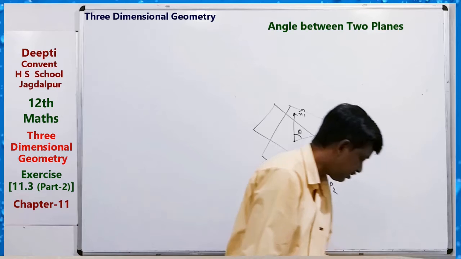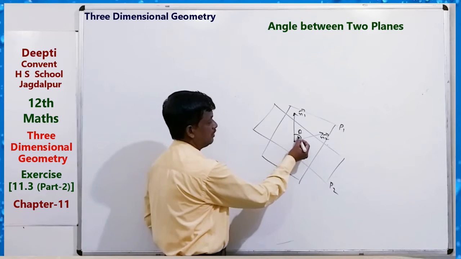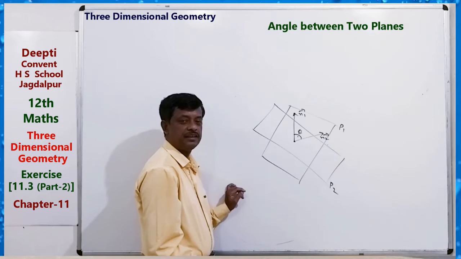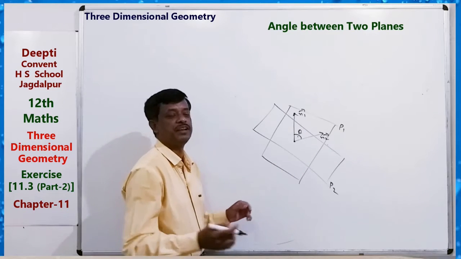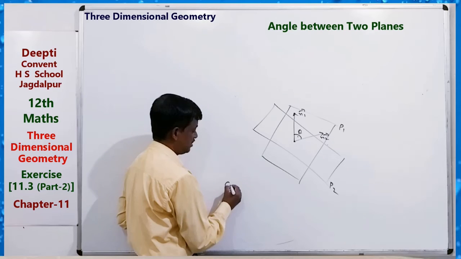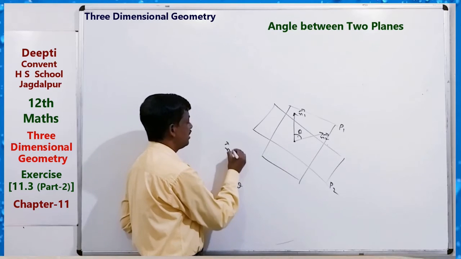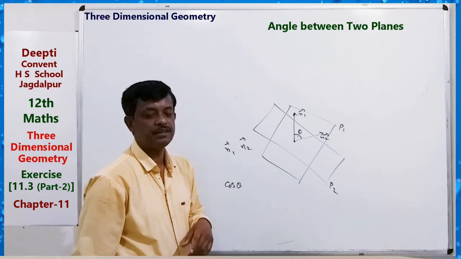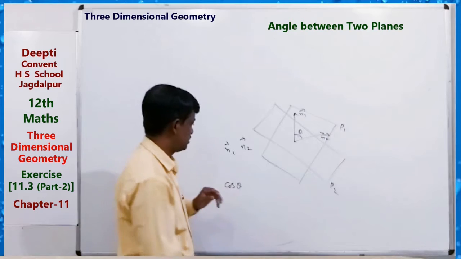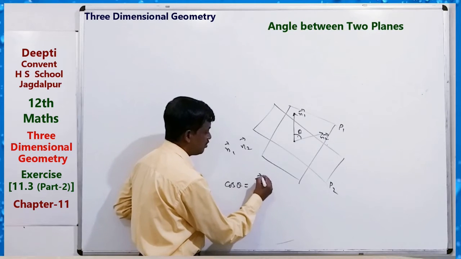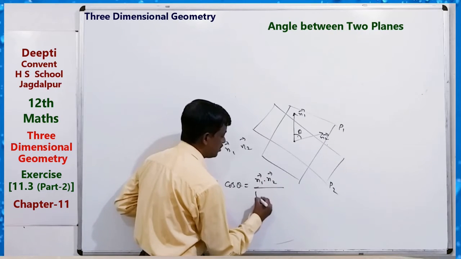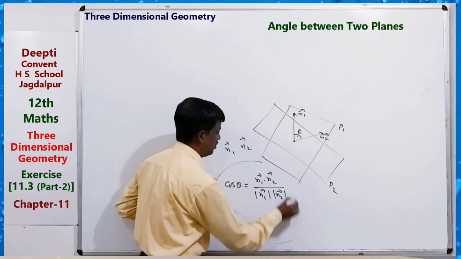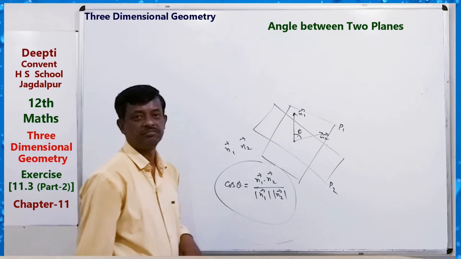So this angle will be the angle between the planes, which is just the angle between n1 and n2. The angle between planes is given by the angle between their normals. Cos theta equals n1 dot n2 upon mod n1 mod n2. This is the formula, where theta is the angle. Clear?